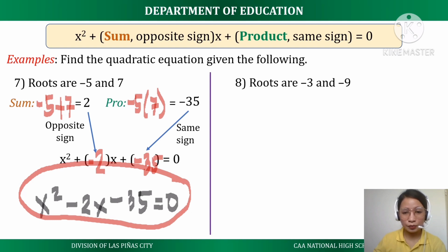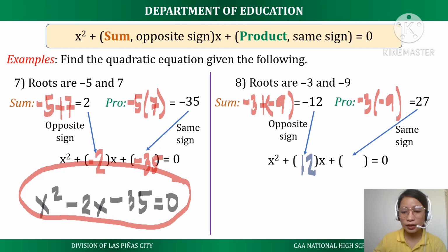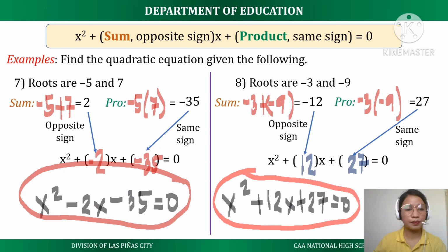Number 8 example. The roots are negative 3 and negative 9. So, ang sum natin ay negative 3 plus negative 9. That is negative 12. Then the product, negative 3 times negative 9 is 27. Then, lagay natin yung form. Let's get the opposite sign of the sum, positive 12, and then the product is same sign, 27. Lagyan natin, we have x squared plus 12x plus 27 is equal to 0. Yan.